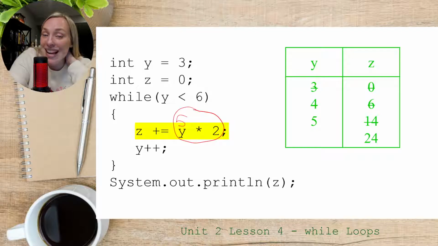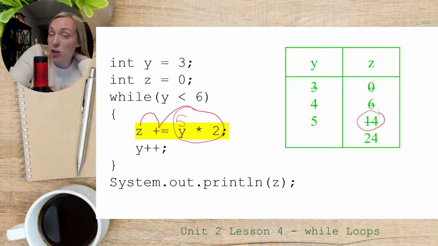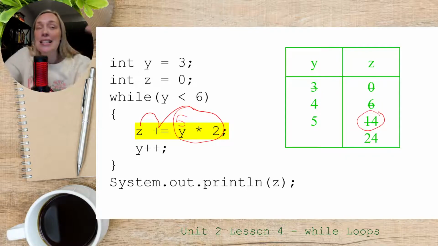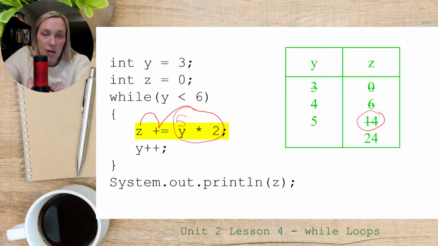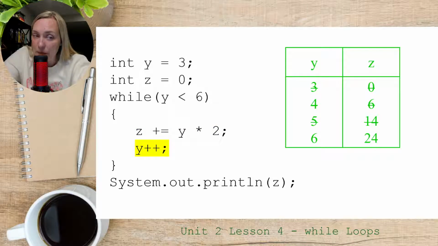5 times 2 is 10. I'm going to add 10 plus 14 because that was the current value of Z at that point. 10 plus 14 is 24. So Z becomes 24. Y increases to 6. And I've reached the end of my loop and I'm going to go back up and check it again.